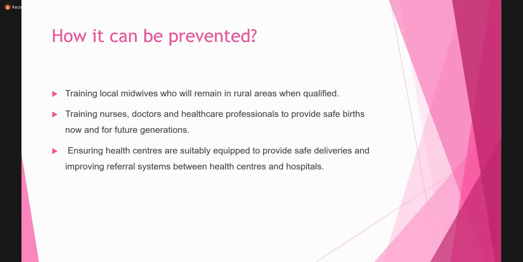Ensuring health centers are suitably equipped to provide safe deliveries and improving referral systems between healthcare centers and hospitals. So the health centers should be well equipped to provide the safe deliveries, and even the referral system should be improved between the centers and the hospitals, to prevent this delay which may lead to maternal death. So if we prevent these 3 delays, the maternal deaths can be prevented.